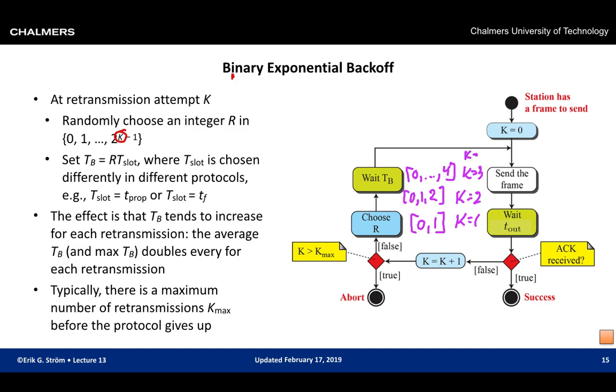K equals 4, it can be 0... sorry, there's something a little bit fishy here. But anyways, in principle, this is correct. And then it's 8 like this. And then 16, 32, 64, right? You see, it increases very rapidly after a while.